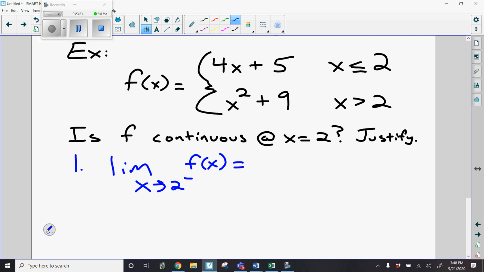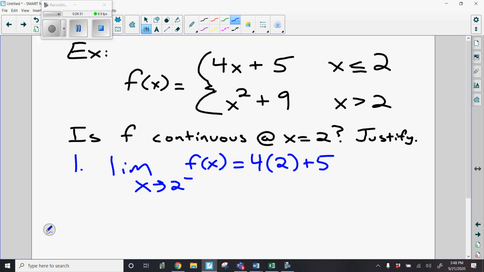So a left-hand limit is about approaching 2 from the left side. Well, which one of these functions do you think I would use for approaching 2 from the left? Well, I want to use the top one because x is less than or equal to 2, right? I'm thinking 1, 1.5, 1.9, 1.99. Those are all going to be part of this function right here. And I can find this left-hand limit by plugging into this top function. So I'm just going to plug in 2, but I'm plugging it into the top.